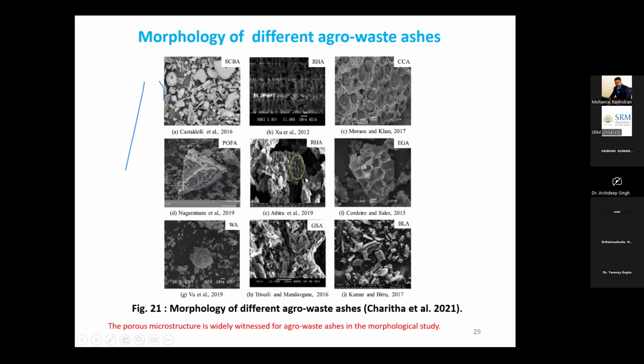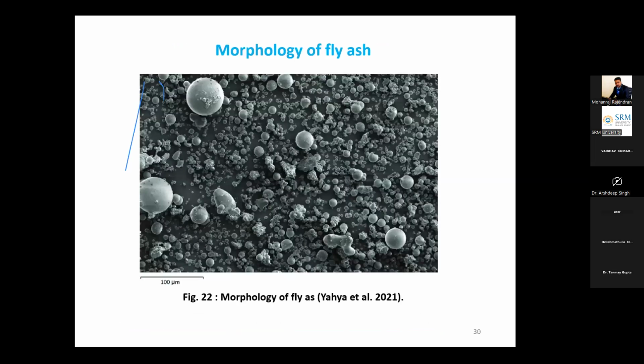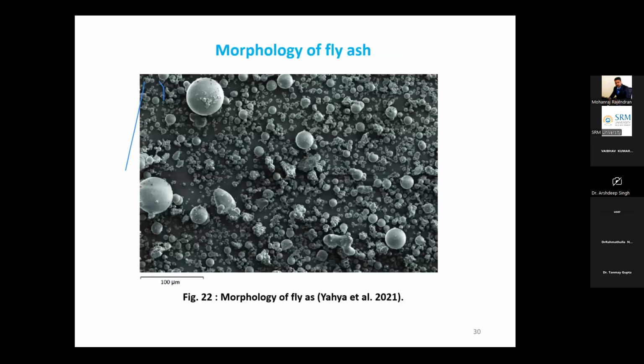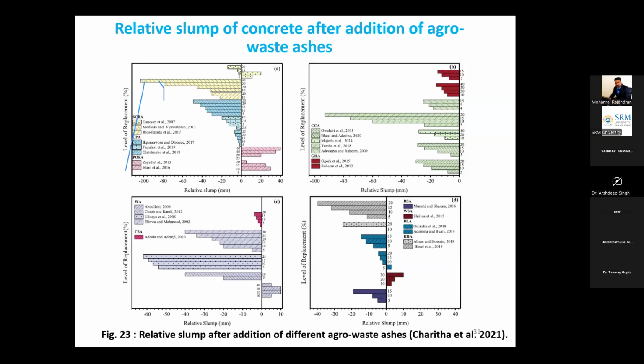Then the morphology of different agro waste ashes, if we compare on a single page, we can see that irregular shape or cellular morphology can be seen. In most of the agro waste ashes, they have cellular morphology or irregular shape. When we compare it with fly ash, the fly ash has spherical shape particles, rounded in nature and very fine. So when we use this type of ash, like agro waste ash, in cement, it is obvious that the behavior in the cement matrix, whether it is paste or mortar or concrete, in terms of flow property is going to change significantly.